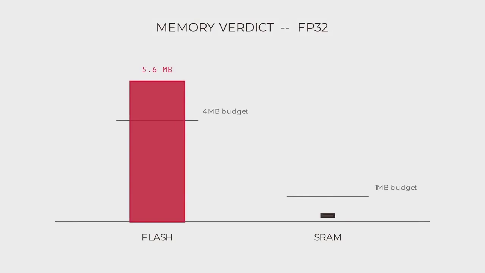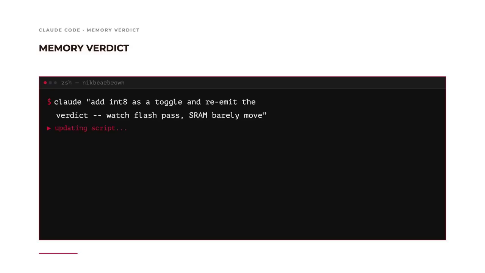Run it. A MobileNet v2 0.5 in FP32, the flash bar fills to 5.6 megabytes against a 4 megabyte ceiling. Over budget, crimson. The SRAM bar at 0.5 megabytes sits safely below its 1 megabyte ceiling. Ink. 2 bars, 2 different stories. The verdict says, flash fails, SRAM is fine. That's the FP32 picture. The fix is int8 quantization.